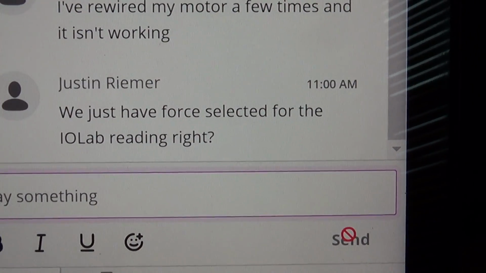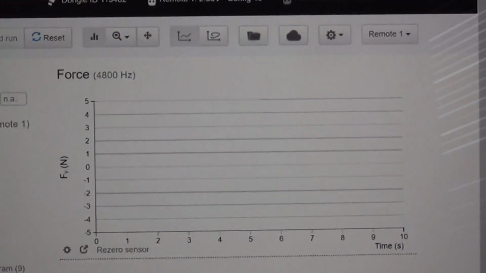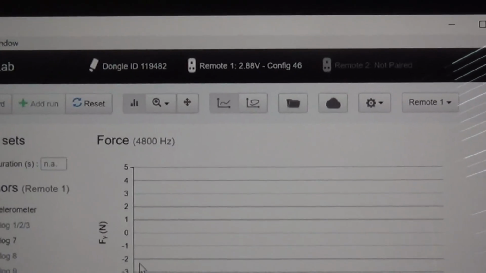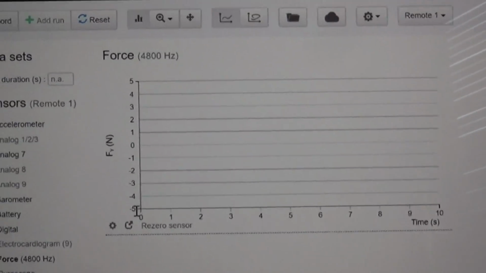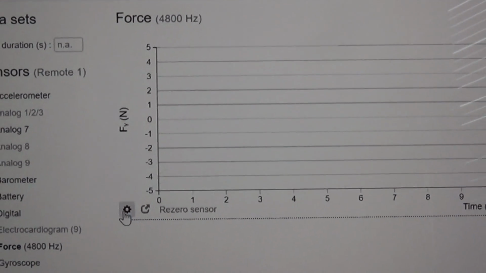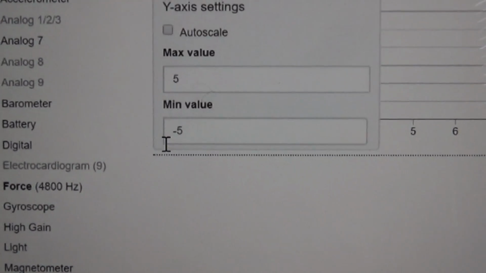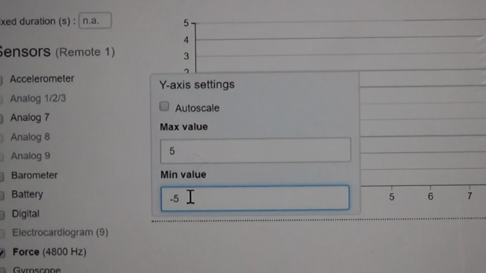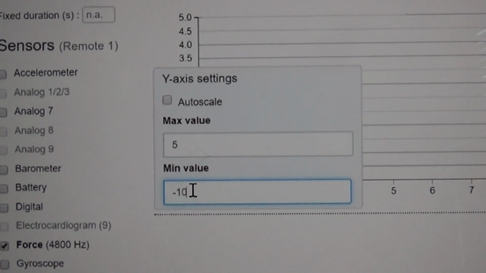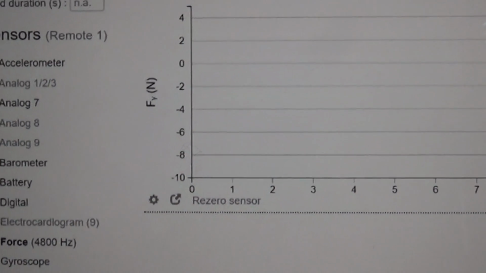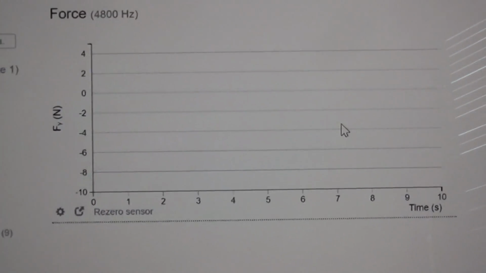We got the force on, so hopefully people can see this or are interested. And then notice how it goes from +5 to -5. So if you go to the y-axis settings, you can click on that, and I will change the min value from -5 to -10. That way you can actually see 5.